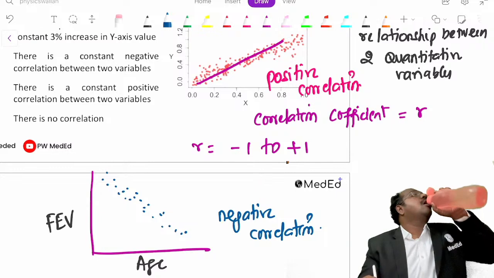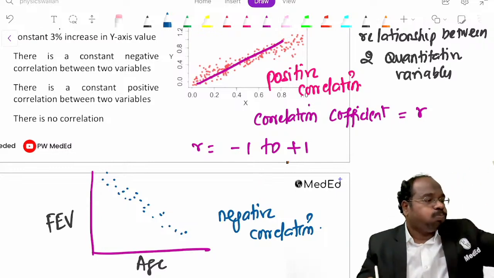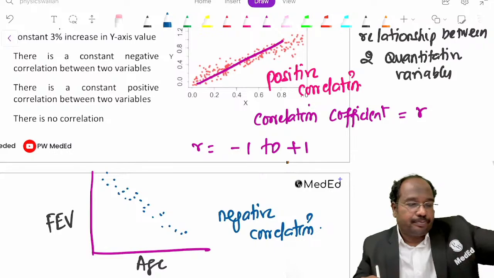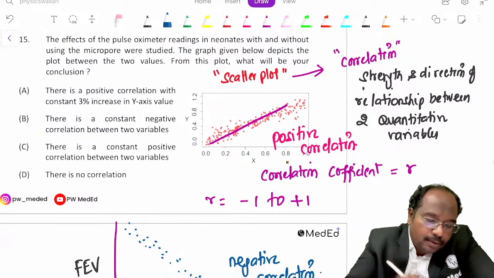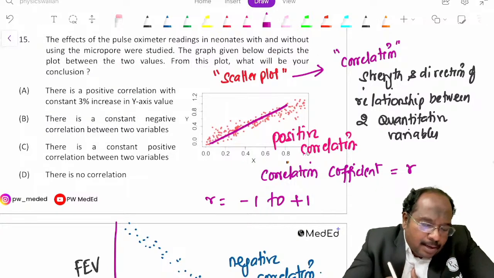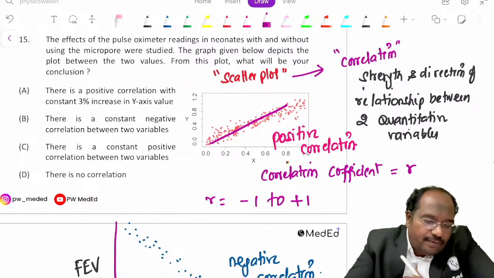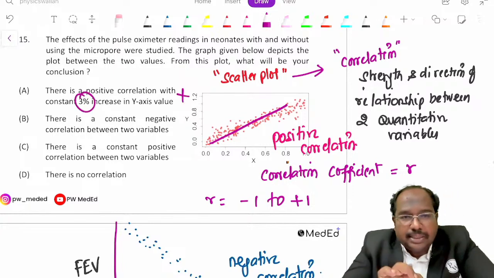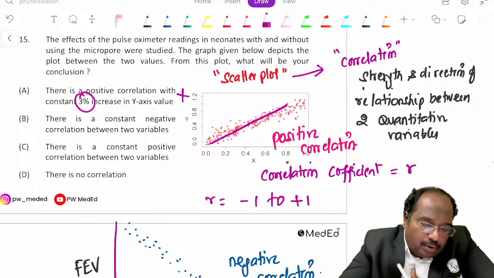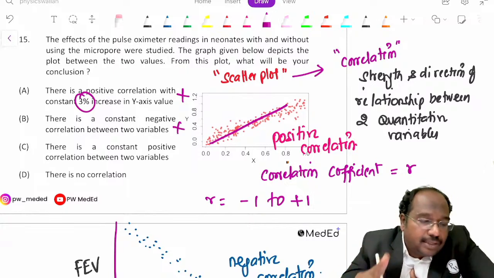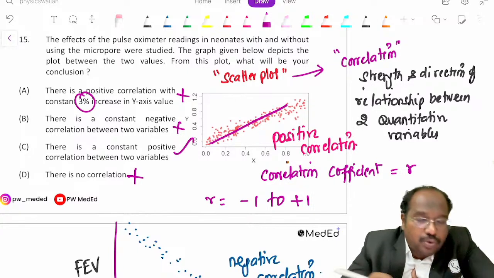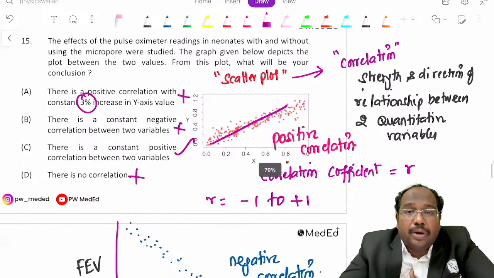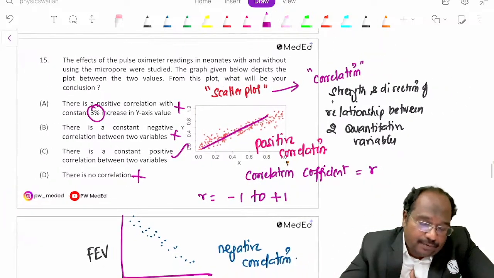Okay, fine. What is the answer to this question? Look here, we'll go one by one. There is a positive correlation with constant 3% increase in y-axis value. We can't say percentage and all, so that is wrong. There is a constant negative correlation. This is wrong. There is increasing. If I increase one variable, the other variable is increasing. This is a positive correlation. This is right, and there is no correlation, that is wrong here. The graph is a scatter plot.